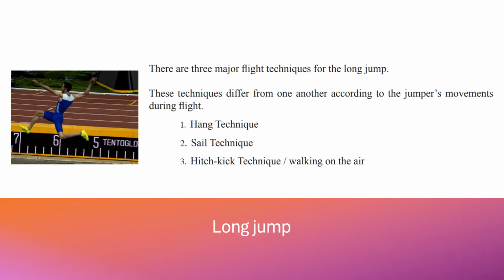There are 3 major flight techniques for the long jump. So we know that there are 4 stages of long jump: approach run, takeoff, flight, and landing. Flight is the 3rd stage. And to perform this 3rd stage, people follow 3 major flight techniques. And these techniques differ from one another according to the jumper's movements during the flight. And these 3 techniques are the hang technique, sail technique, and the hitch kick technique, or walking on the air. So in this lesson, we're going to talk about the hang technique.